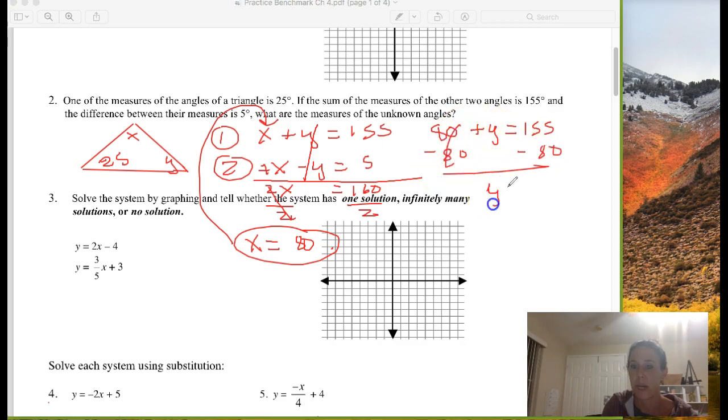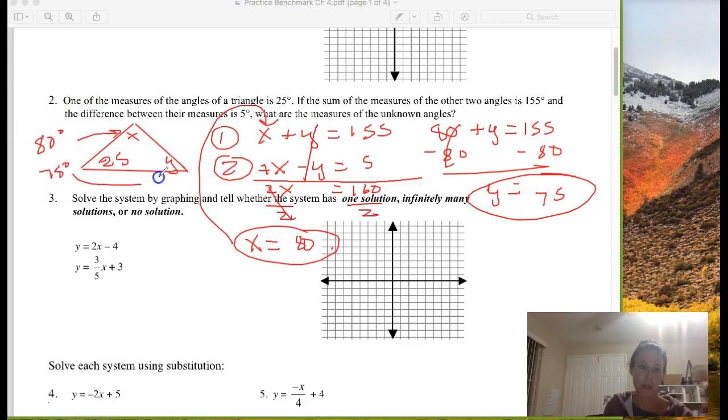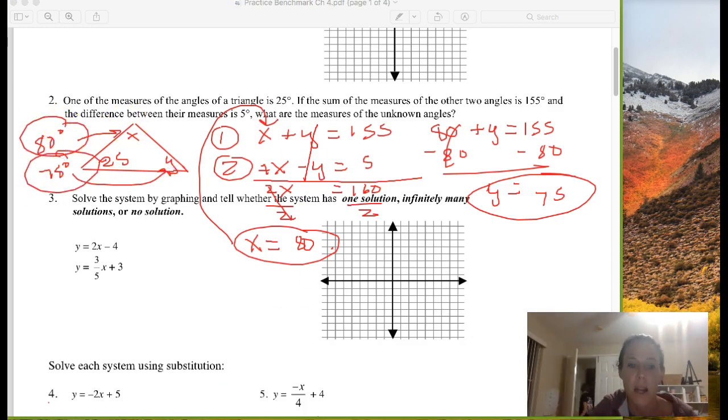And I'm going to get y is going to be 155 minus 80. Bring down the 5, 15 minus 8 is 7, so y is 75, and I've solved it. X is 80, y is 75. So I'm going to have 80 degrees for x and 75 degrees for y. And there is my solution. All right, on to number 3.